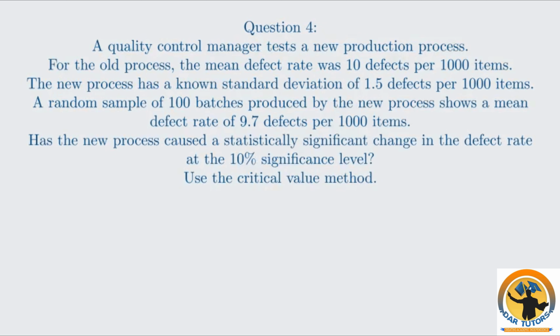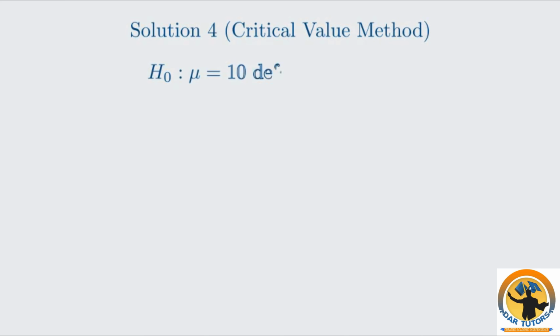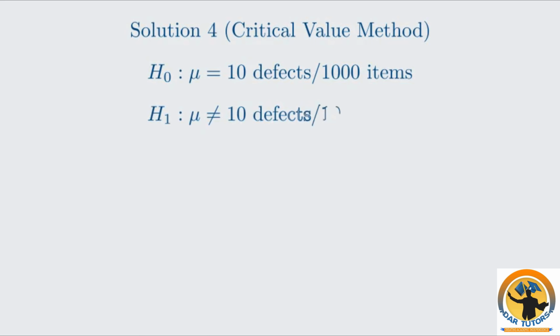Here is question 4. Here is the solution to question 4, using the critical value method as requested. We are looking for a change in the defect rate, not a specific increase or decrease. This means it's a two-tailed test. H naught is mu equals 10, and H1 is mu is not equal to 10. The significance level is 10%, so alpha equals 0.1.